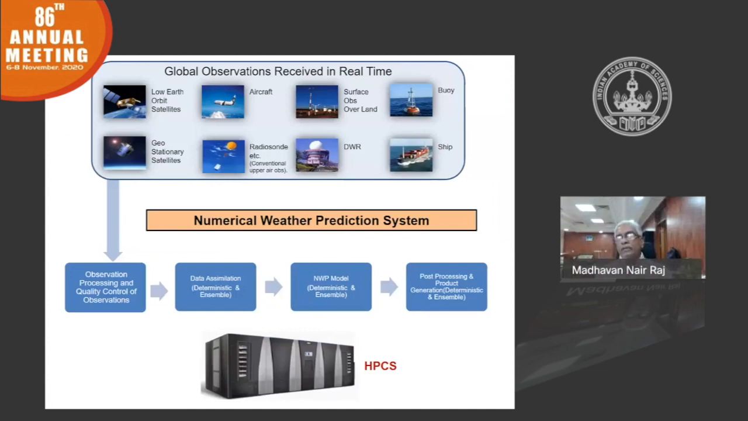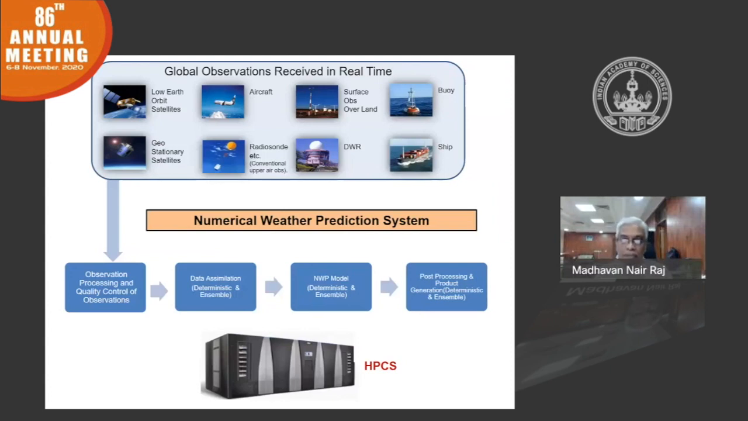And once the model forecasts are generated, whether it's a 3-day forecast, then if you want to produce a 3-day forecast, we run up to 3 days. If you want to do a seasonal forecast, we run it up to the season. Like that, we do it. And then once your data are available from our numerical weather prediction output, we do post-processing.